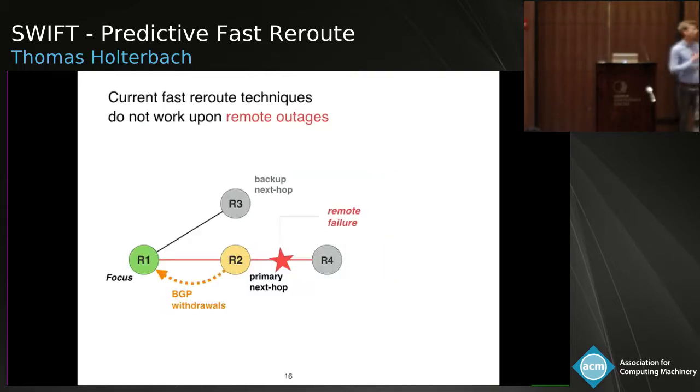So if we take the previous example, and now we add a link between R2 and R4, and we say that this link fails. Well, R1 cannot fast reroute even if it does use fast reroute techniques, because R1 does not know the status of the link between R2 and R4. So it will have to wait for R2 to send it withdrawals, and then it can converge.